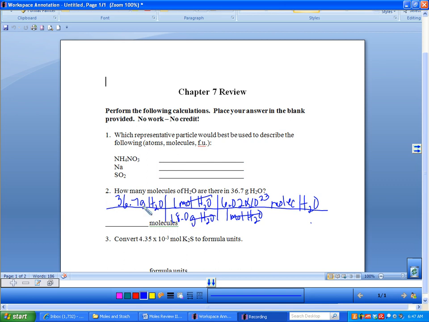And notice I'm just canceling the units. So the math involved would be 36.7 times 6.02 times 10 to the 23rd. Get that answer and divide by 18.0. When you do that, and you need to make sure you can do this on the calculator, your answer is going to come out to be 1.23 times 10 to the 24th molecules. I have 3 significant digits here, 1, 2, 3, so I need 3 in my answer.